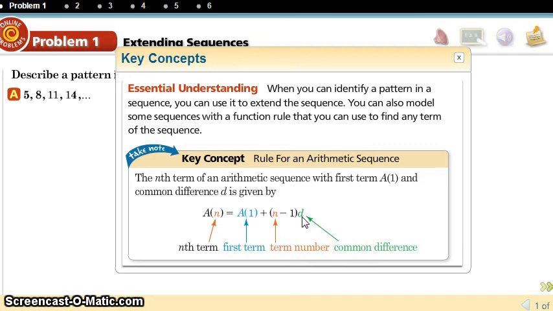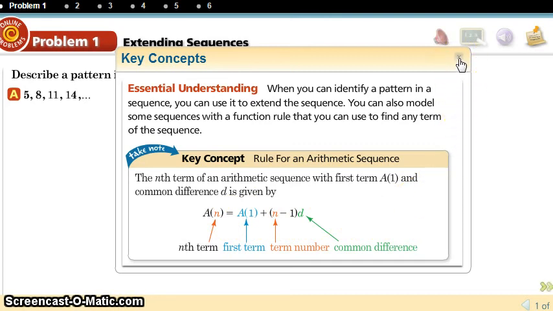That's our common difference. Now you may not understand this formula right now as much as you will later, but it's very important that you have this in your notes and you can refer back to it when we get to class and we start actually writing the rules for arithmetic sequences. So make sure you have that formula.